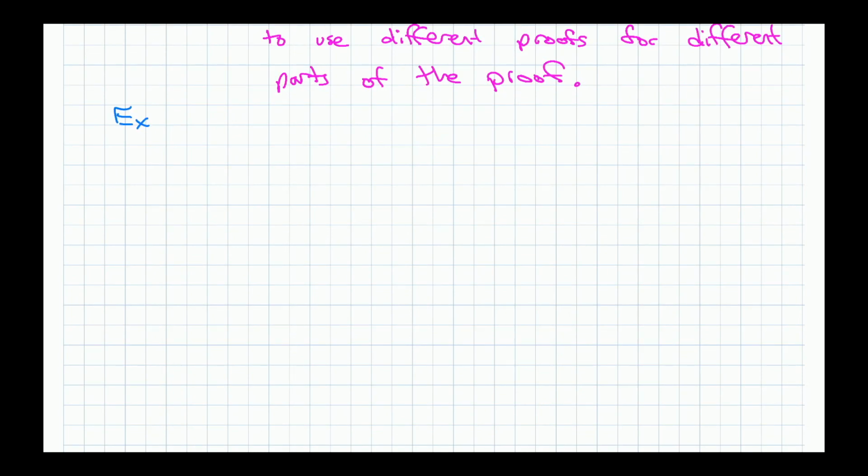So this is called example 3 in the book, section 1.8. And here's what we're trying to prove. Prove that n squared greater than or equal to n for all integers n. Okay, so that's what we want to prove.